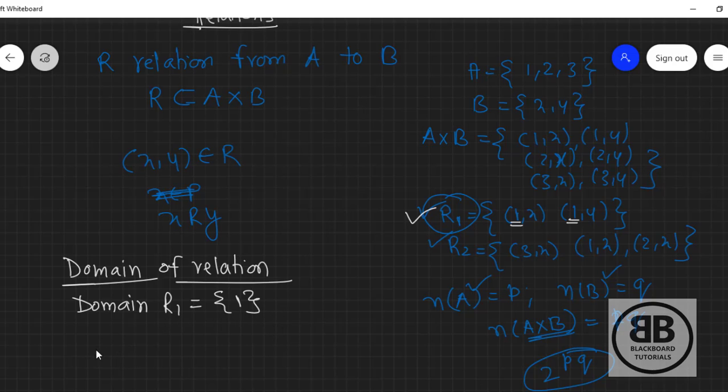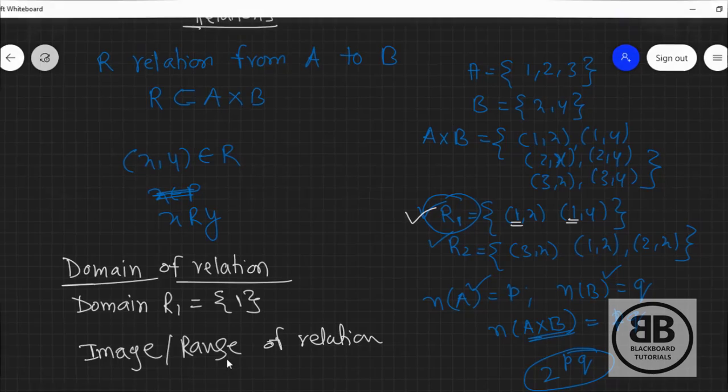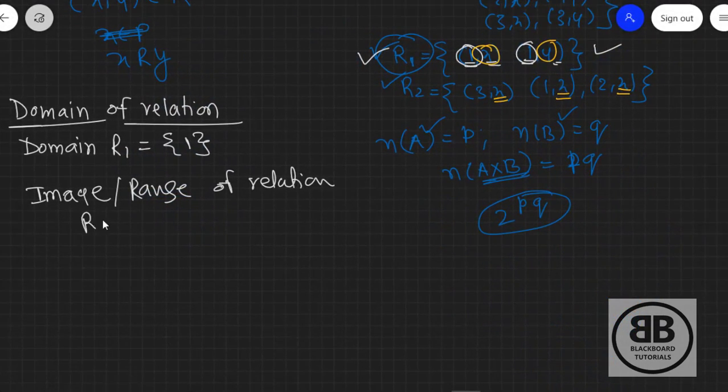And what is the image? We can say image or range of a relation. What is range or image? Range is the set of all second elements of the ordered pairs. The range of relation R1 is simply the set of second elements of the ordered pairs. In R1 we have x and y.